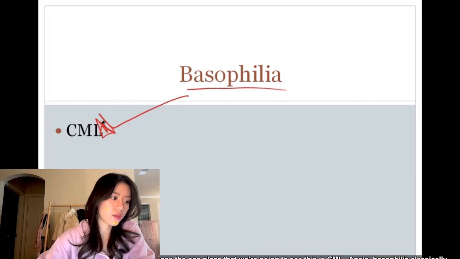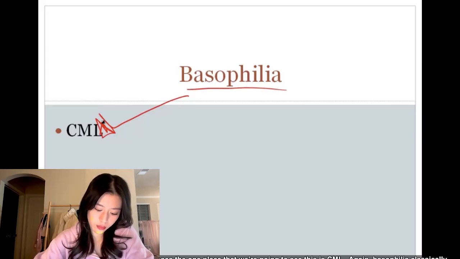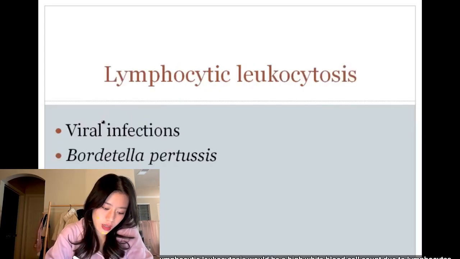See, this is CML. Again, basophilia is classically associated with CML, a relatively high yield principle.